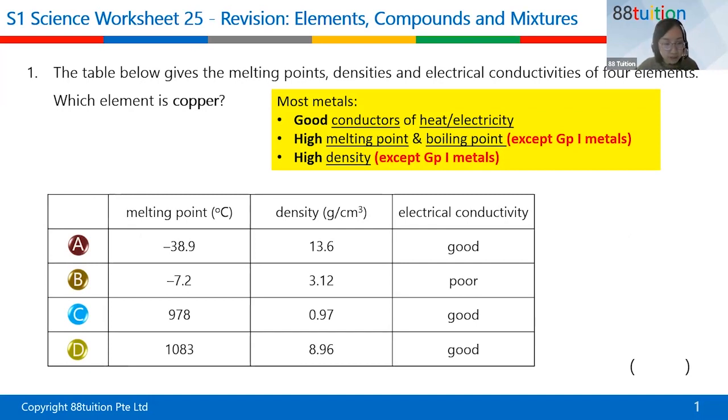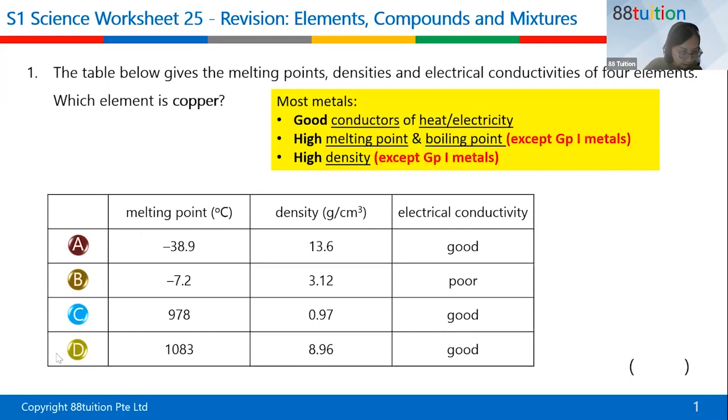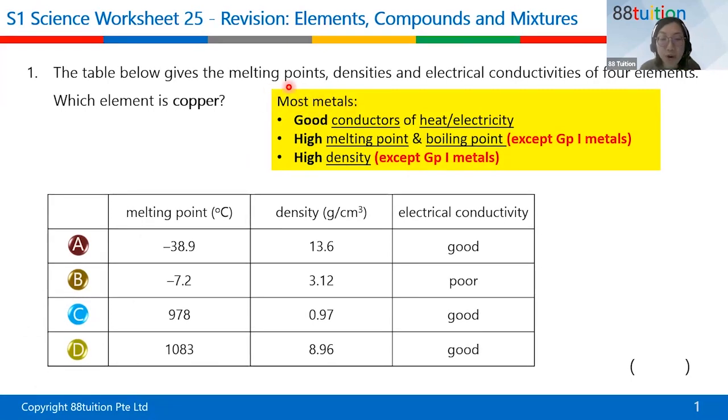All right. First question, the concept that this question is trying to test you is actually in the yellow box. I typed it out for you. So what you need to know is, most metals, I say most, not all. There's always some special cases. Most metals are good conductors of heat and good conductors of electricity. Most metals have high melting point, high boiling point.